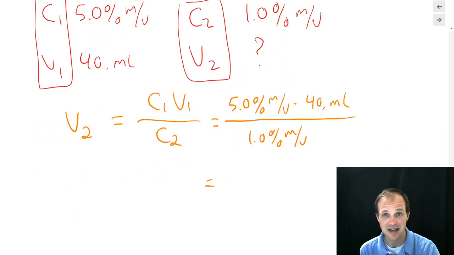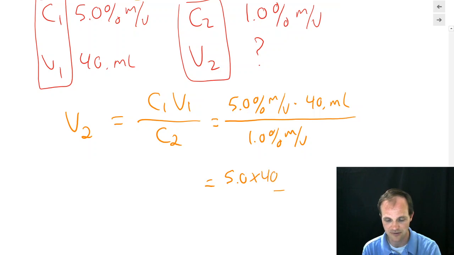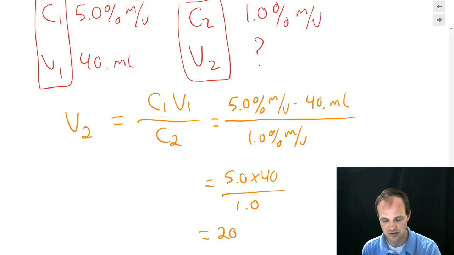Now, how do I type this into my calculator? It turns out that when I type this in my calculator, I do not have to type percents. I don't have to convert the percents by doing hundreds or anything like that. I'm literally going to type in my calculator 5.0 times 40 divided by 1.0. And when I do that, I get 200 milliliters.